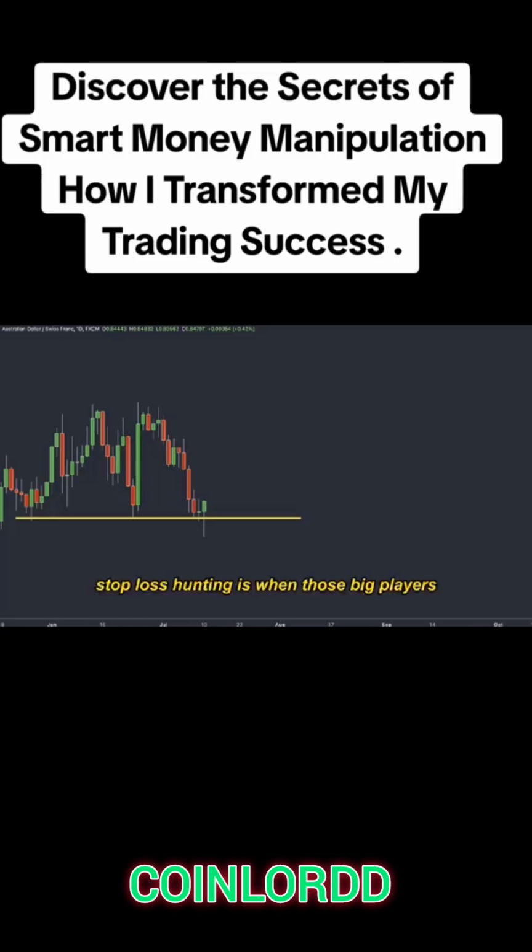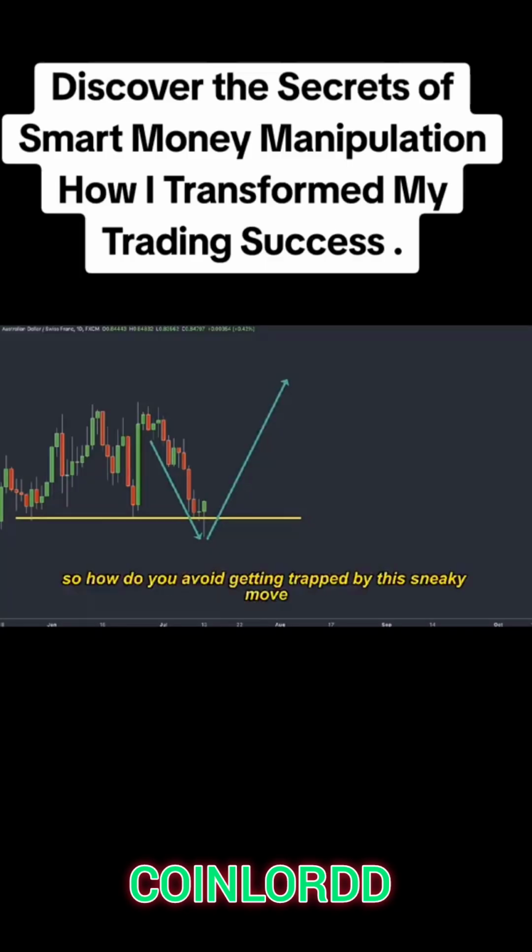Stop loss hunting is when those big players, think institutional traders and market makers, deliberately push the price just enough to trigger the stop losses of retail traders like us. They do this to create liquidity for their own positions. It's a classic move to take out weak hands before the market moves in the intended direction. It feels like the market is out to get you, but it's just part of the game.